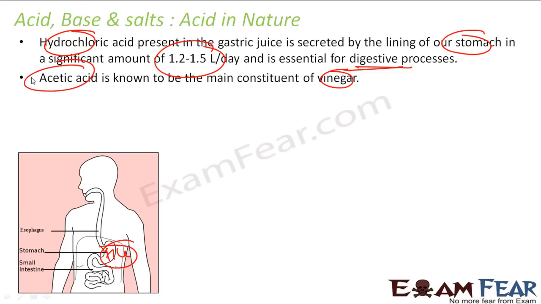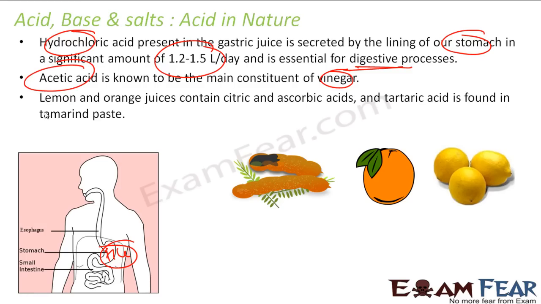Also, the vinegar which we use in chow mein or Maggi chow mein has acetic acid. Lemon and orange have citric acid, ascorbic acid, and tartaric acid is found in tamarind. So lemon has citric acid, orange has ascorbic acid, and tamarind has tartaric acid. All these are natural acids which we use in our day-to-day life. You must have used lemon or orange or tamarind in your life, right? These things do have acid.